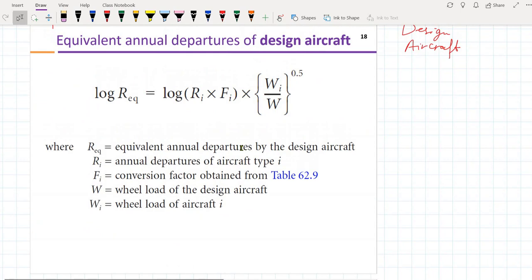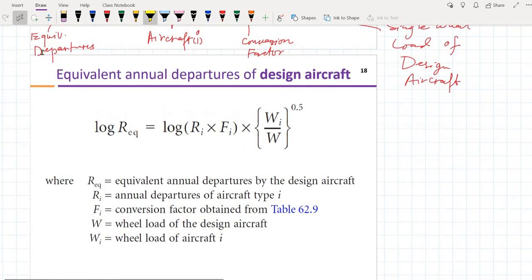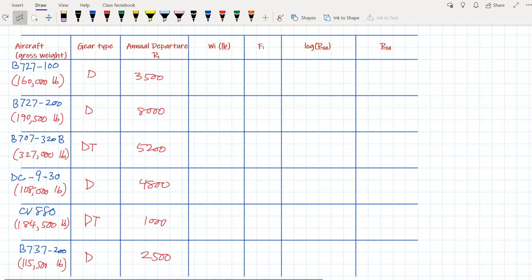Okay, let's now do one example to understand how to use these relationships. Okay, here is the example data. We have a number of aircrafts, and from some certain survey we got this data. These are the possible aircraft which are going to visit the airport, and for that airport we have to design the pavement, and there are 1, 2, 3, 4, 5, 6 different types of aircrafts. Their aircraft name and gross weight is written in this first column. For example, the first one is Boeing 727, the second one is Boeing 727-200. This is a different model. 100 is a different model, 200 is different.